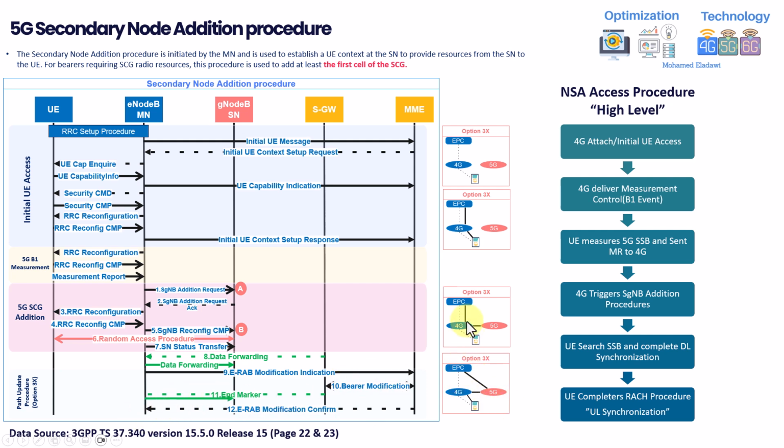and now we can see that the path has been changed. Instead of the EPC, the serving gateway and MME sending data to 4G, now it will be transferred to the 5G, and data split will be happening. And this is because of option 3x.